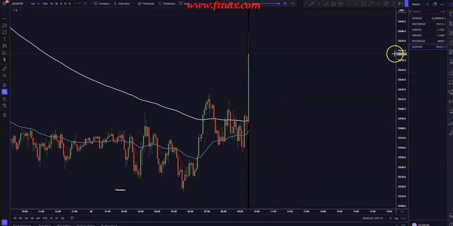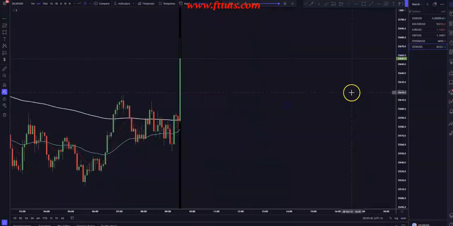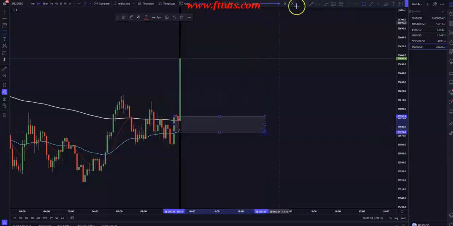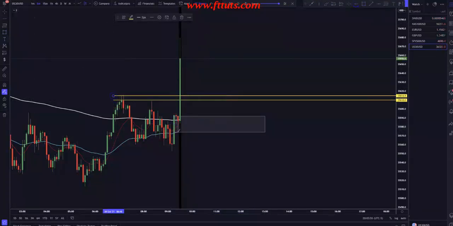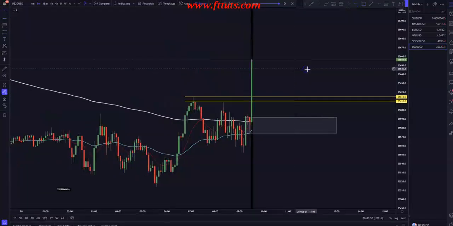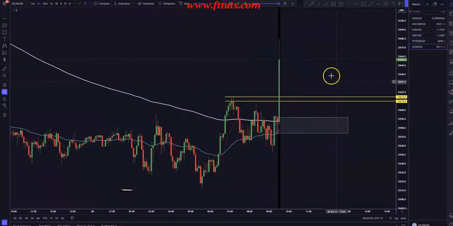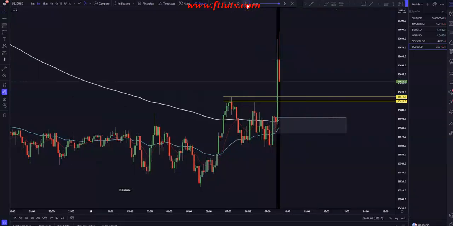Okay, now we have an extreme candle. Now we have high probability demand right here. And we have a swing high. So we're just waiting to see which one's going to be respected first, and we're taking it. So let's see if it comes back.